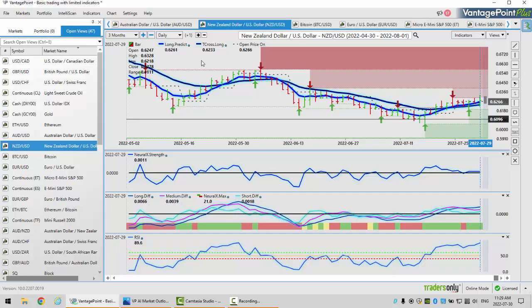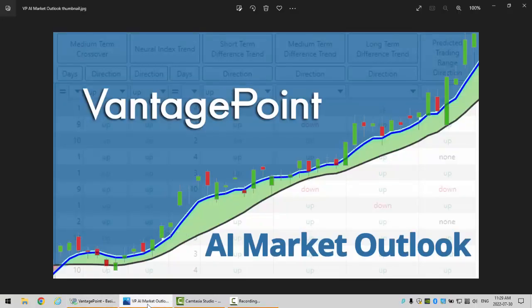But as long as we know our levels and our intermarket correlations, we can definitely navigate through these very choppy, volatile markets. So with that said, this is the Vantage Point AI Market Outlook for the week of August the 1st, 2022.